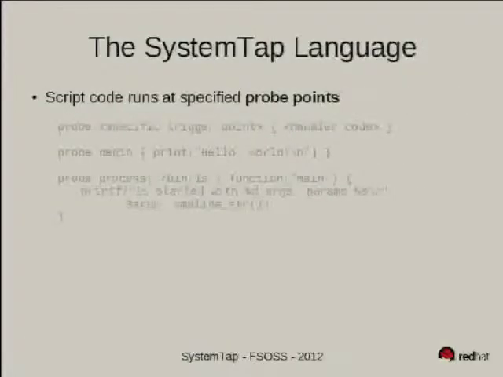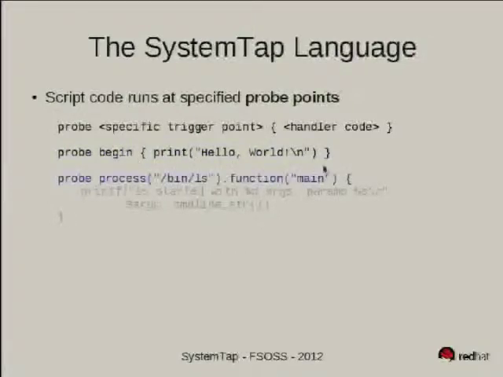A SystemTap script consists of a list of probe points with associated handler code. The probe point represents a particular event that happens within the Linux system, and the handler code can then gather information from within the context in which the probe point occurred. The simplest possible example in any programming language is a hello world program. This is fairly straightforward. We have it set to trigger at the beginning when the script is loaded, and it does the obvious thing.